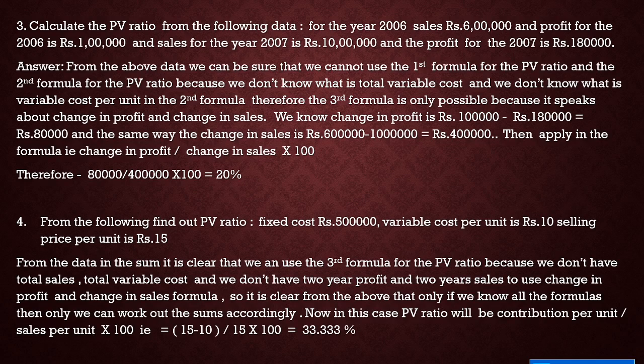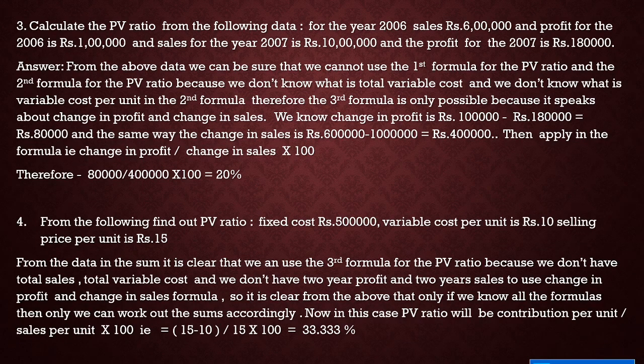The second formula is only applicable whenever you're given per unit in the sum. We cannot use the first one and we cannot use the third one, because for the third one we need 2 years sales and 2 years profit. For the first one we need the total variable cost and the total sales. We are not given total variable cost and total sales. We are given only per unit, which means we can use only the second formula. How do I conclude that I can use only the second formula? Only when I know all the three formulas.